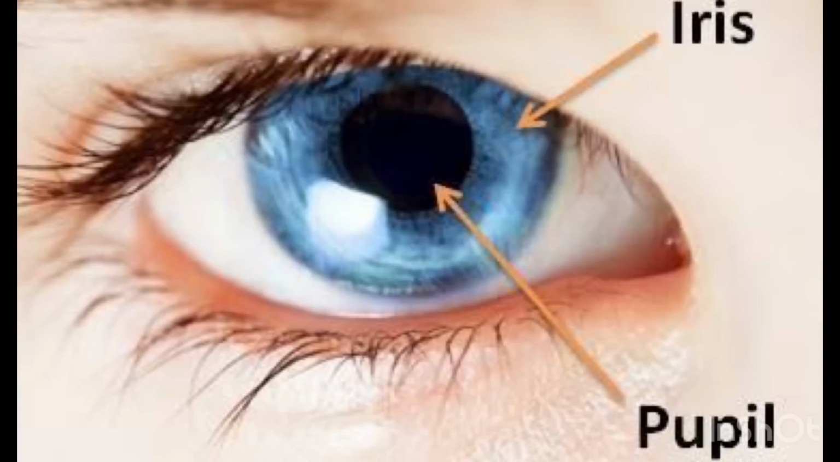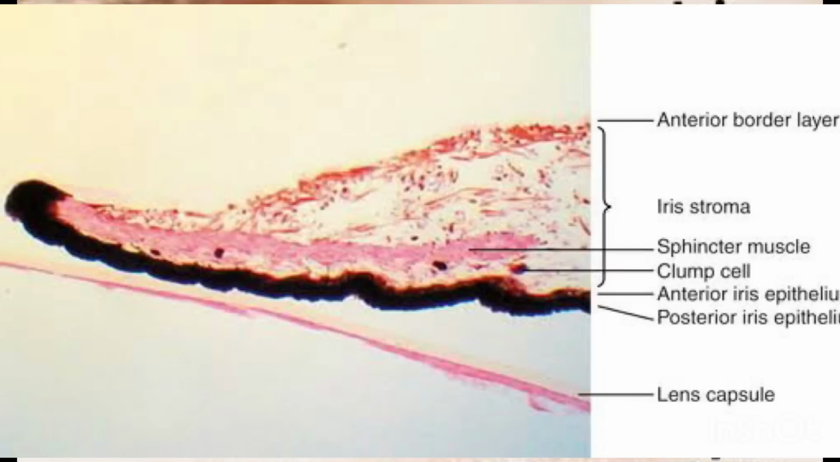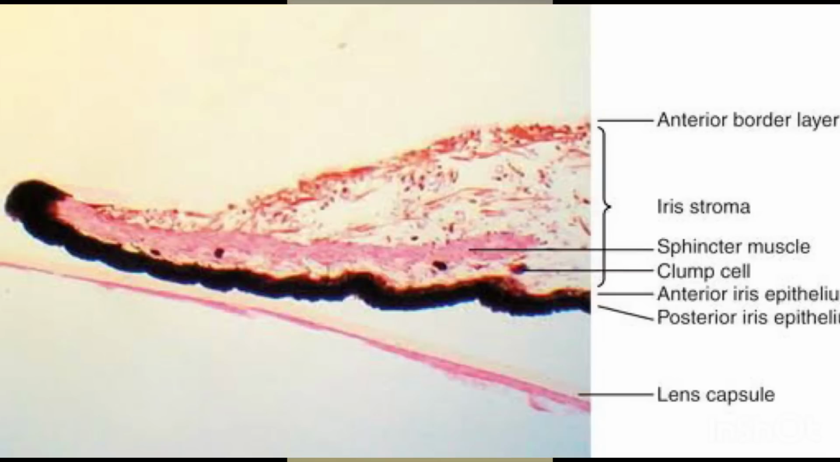Then I'm going to discuss its layers. The first layer is the anterior epithelium. The outermost layer of the iris, composed of a thin layer of cells. It helps protect and maintain the surface of the iris.